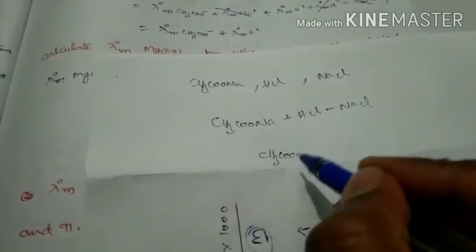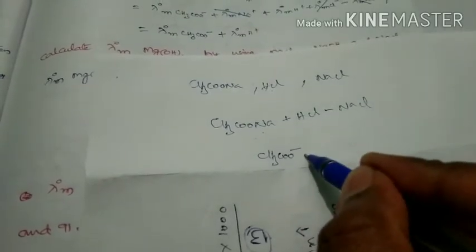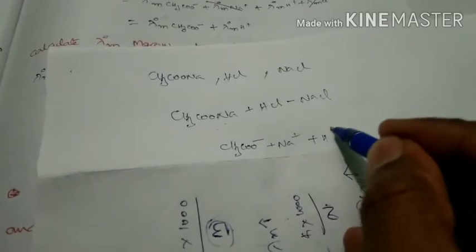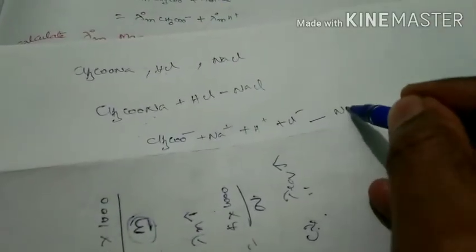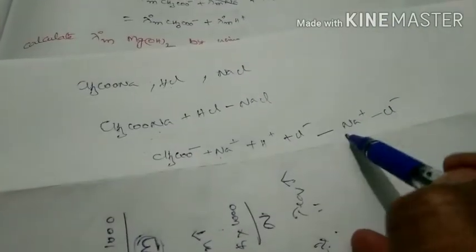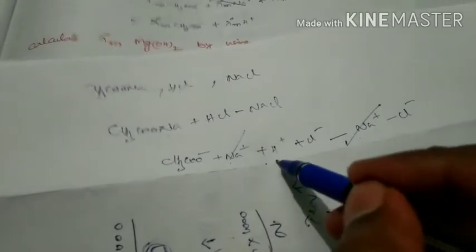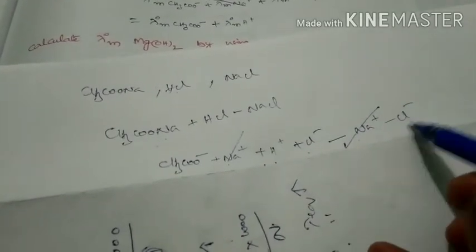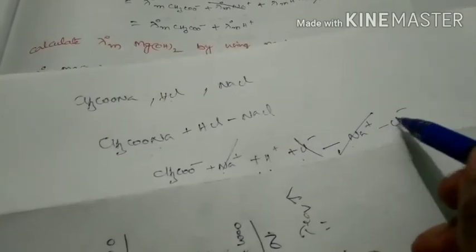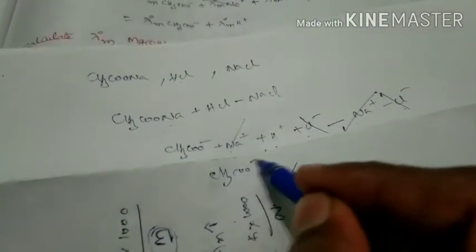You just split these two. This one means CH3COO minus plus Na plus. Here HCl becomes H plus plus Cl minus. There minus NaCl means minus Na plus minus Cl minus. Here plus Na plus minus Na plus, both will be cancelled. Here also plus H plus, plus Cl minus minus Cl minus, these two also become cancelled. Then finally we get CH3COO minus plus H plus.